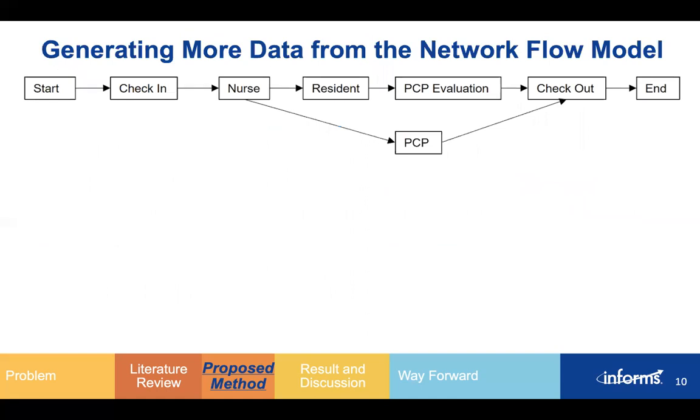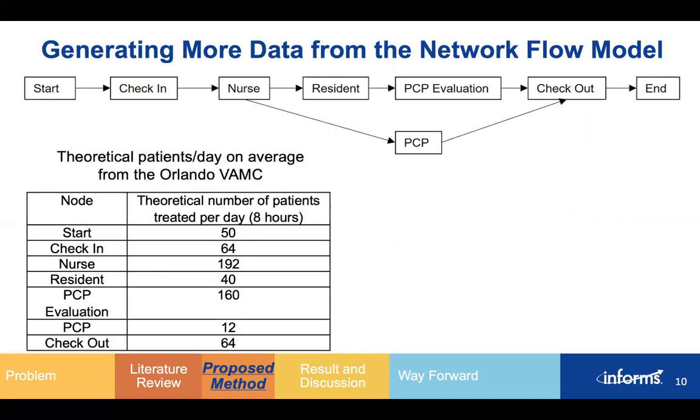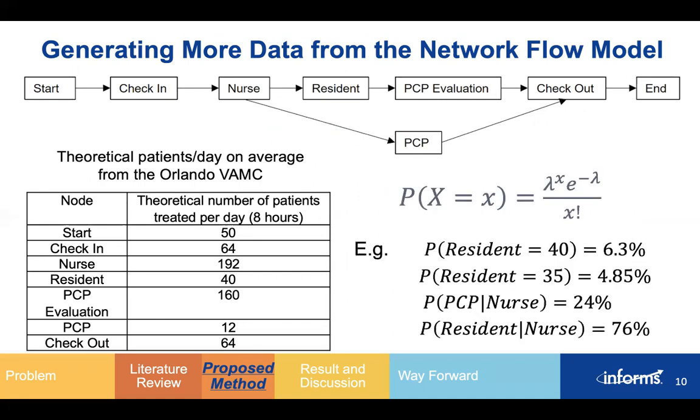Given the definitions, we generate more data from our network flow model. Here are the nodes of our model. Here's the data. We get theoretical patients per day from the Orlando VAMC model, which is our type 1 model. And we use Poisson distribution to add stochasticity to each node, which reflects the randomness and uncertainty in a clinic. And this is the Ensemble run we use in this paper.